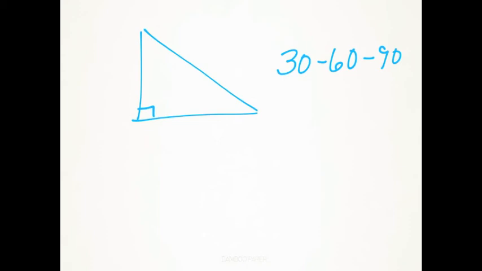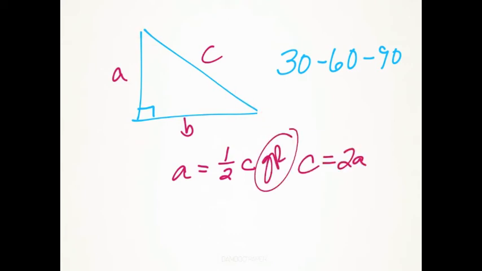Special thing with 30, 60, 90-degree triangles. The distance of the shortest leg on the triangle is going to be 1/2 the length of the hypotenuse. Or, if you know the distance of the shortest leg of the triangle, the hypotenuse will be twice that length. So C equals 2A. So essentially what that means is for a 30, 60, 90-degree triangle, you can have only one measurement, either the shortest leg A or the hypotenuse C, and determine the other two measurements that you're missing.